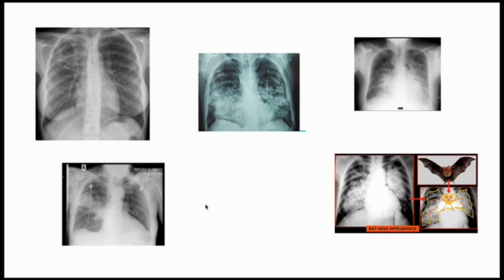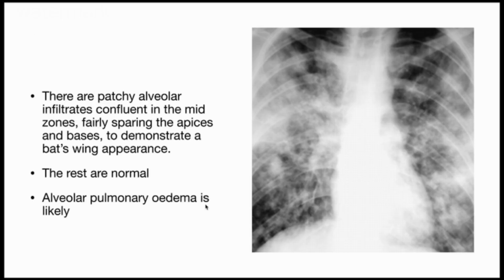So that is the alveolar type of pulmonary edema, and when we write a report, for example, if we were expected to write a report on that image, quickly you will say there are patchy alveolar infiltrates, confluent in a few areas, confluent in the mid zones, fairly sparing the apices and the bases to demonstrate what is called a bat wing appearance. The rest are normal. So here we say alveolar pulmonary edema is likely, or bronchopneumonia with tendency to cavitate in a few areas, and then you can diagnose TB. So the distribution gives it away.